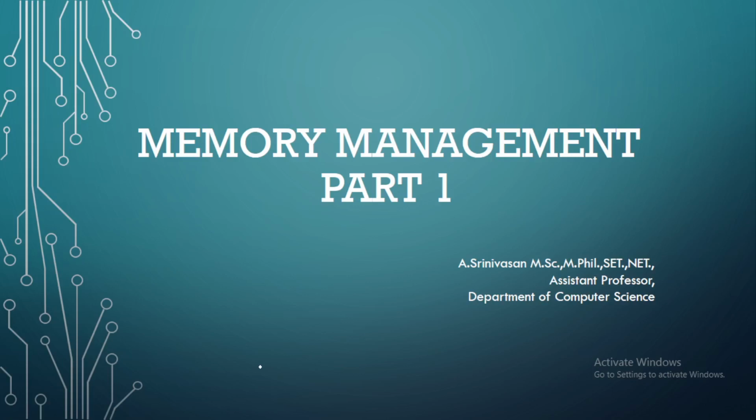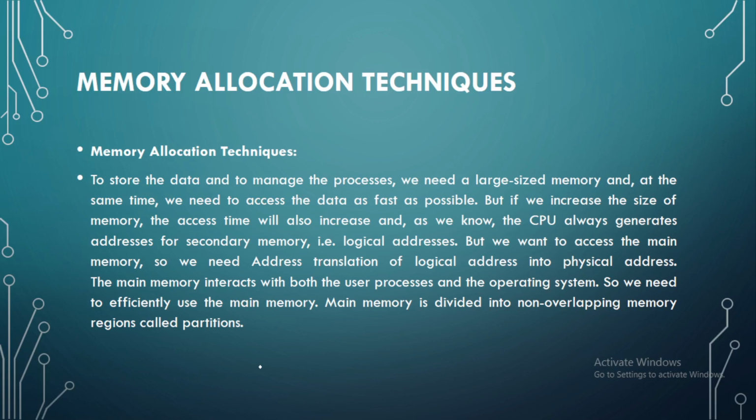In this video, we will see the contiguous memory allocation technique and the problems associated with it. To store the data and to manage the processes, we need a large memory, and at the same time, we need to access the data as fast as possible. But if we increase the size of the memory, the access time will also increase. As we know, the CPU always generates addresses for secondary memory, that is logical addresses. But we want to access the main memory, so we need address translation of the logical address into a physical address.